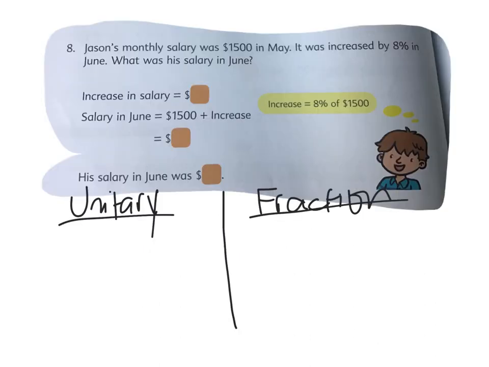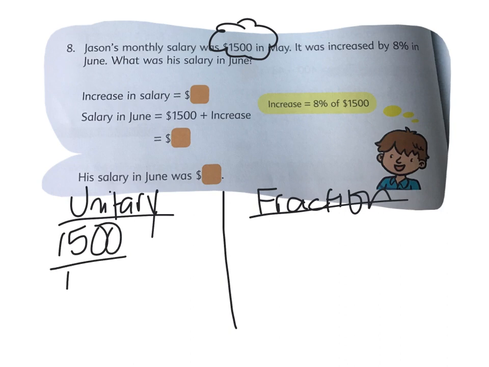All right, let's look at this example. Jason's monthly salary was $1,500 in May. It was increased by 8% in June. What is his salary in June? So we have to find the increase, and then we're going to add it to $1,500. So unitary way, let's find the unit of 1,500. So 1,500 over 100. I'm going to cross off 2 zeros here, 2 zeros here. The unitary value is 15. Now we're going to multiply that by 8%.